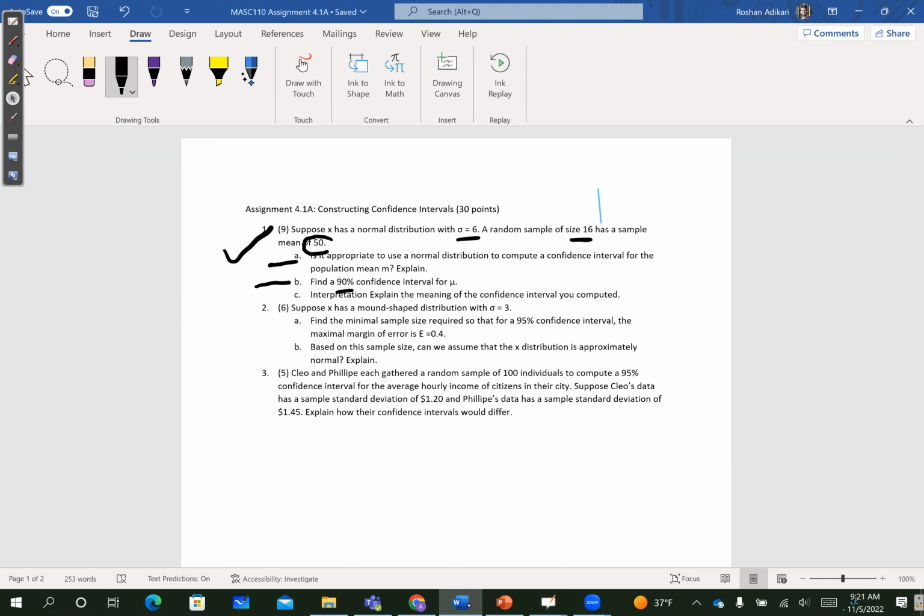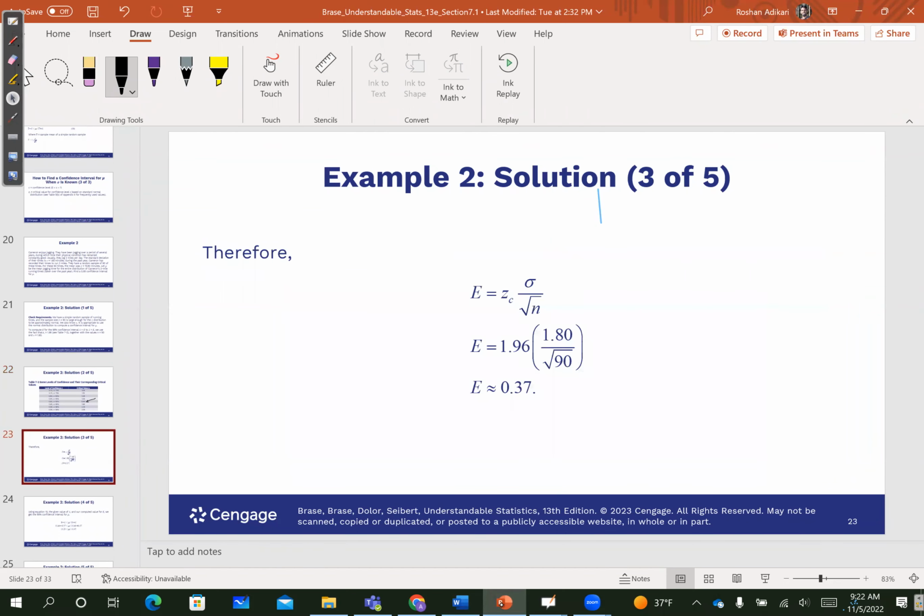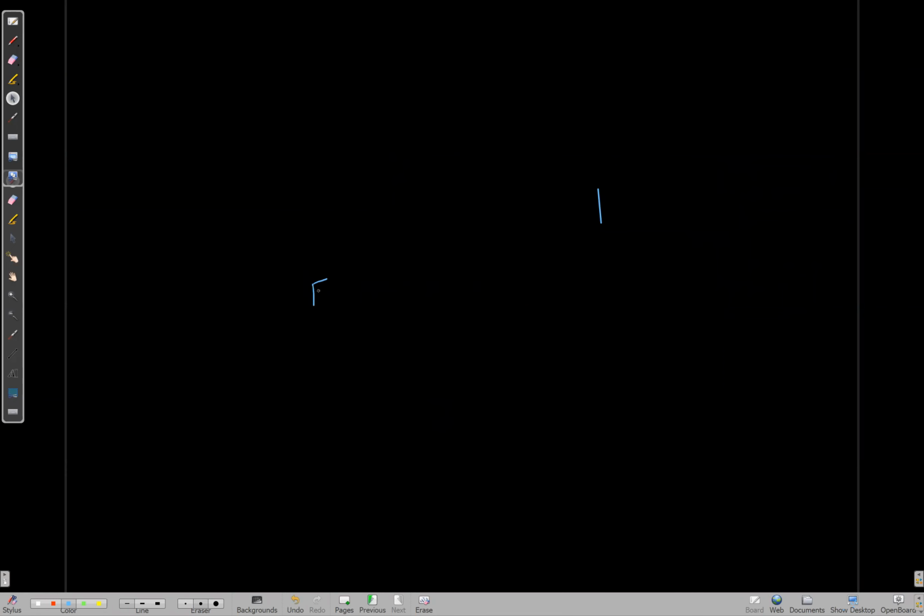Now for number two, please pause the video and read this. Number two says find the minimal sample size. Again the same equation, so let me go to the next slide. With this equation you need to find n. Let's write this down: E equals the critical value times sigma over the square root of n, right?